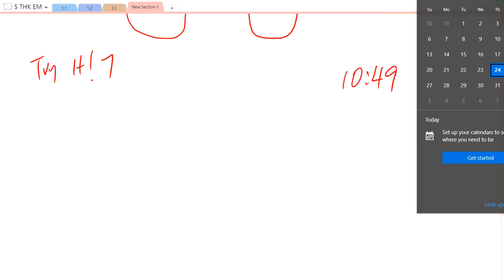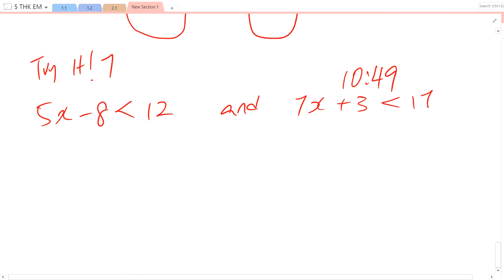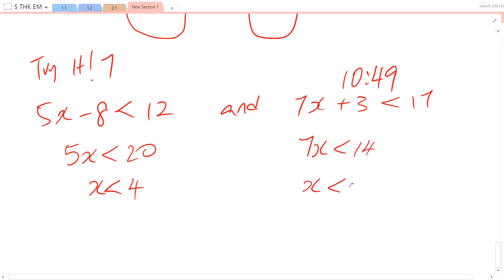5x minus 8 less than 12, and 7x plus 3 less than 17. So obviously for the inequality, we try to make x a subject also. So 5x is less than 20. x is less than 4. And 7x is less than 14. x is less than 2. Agree with me so far? Do you all have this?